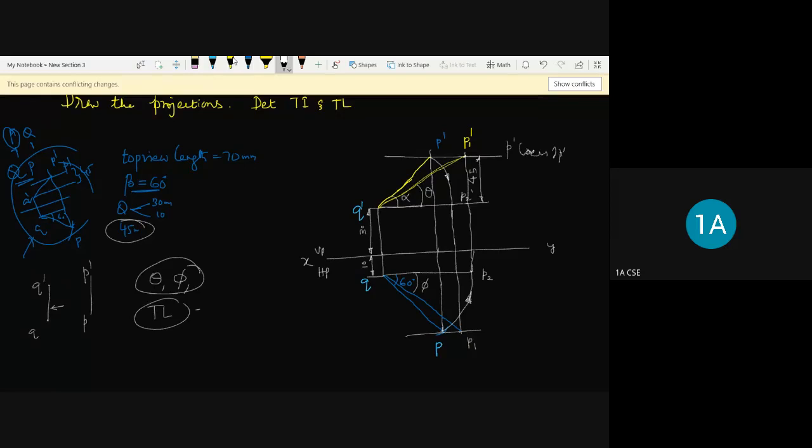Any doubts in this? Awesome. All lines problems look similar, but the way we approach each problem is different. After the final projection, all the problems look similar only, but the approach is different for each and every problem.